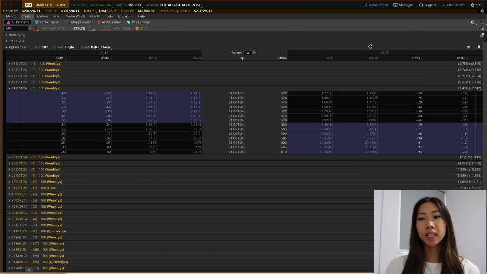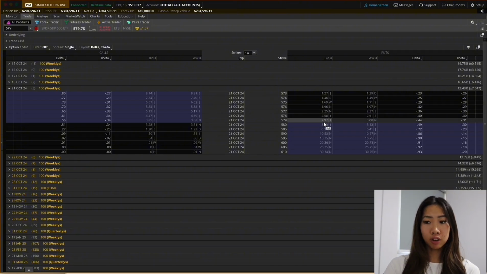Same thing with puts. If you expect price to go down, what you want to do is see, is delta still more than theta? So here, the 0.44 is still higher than the 31. That is a good thing. Am I okay paying maybe $300 around there? Am I okay paying with that? If it's a green light, then I'll click that contract.